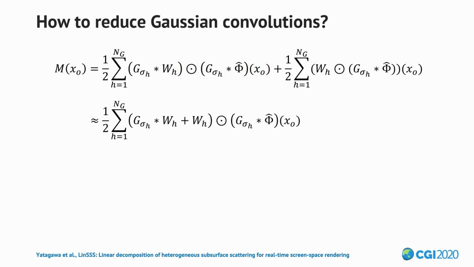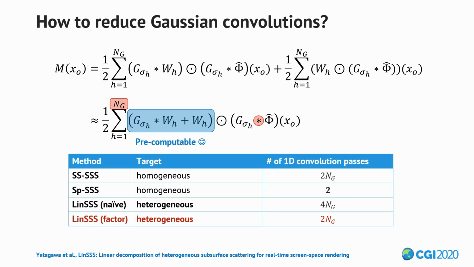In this formula, this blue part can be pre-computed when the LinSSS parameters are loaded. Therefore, the convolution that we need to compute at runtime is only those highlighted by a red circle here. The number of 1D convolution passes is the double of the number of the 2D Gaussian convolutions, so the number of the 1D convolution passes now decreases to 2n sub g. However, this is still not as efficient as the state-of-the-art method, namely the separable subsurface scattering.